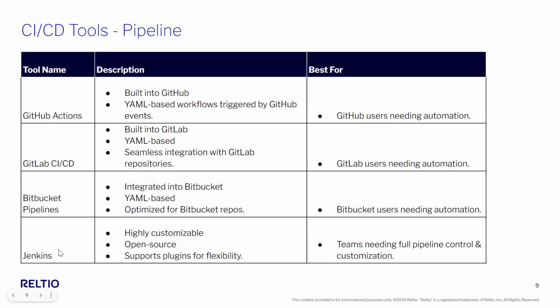There's Jenkins, which is a highly customizable tool, right? Very popular, open source. It supports a lot more things compared to GitHub Actions, GitLab CI/CD, and Bitbucket Pipelines, but it's not integrated into one of these version control tools. It's independent, open source. It needs to be integrated separately, right? So the teams needing full pipeline control and high customization can opt for Jenkins.